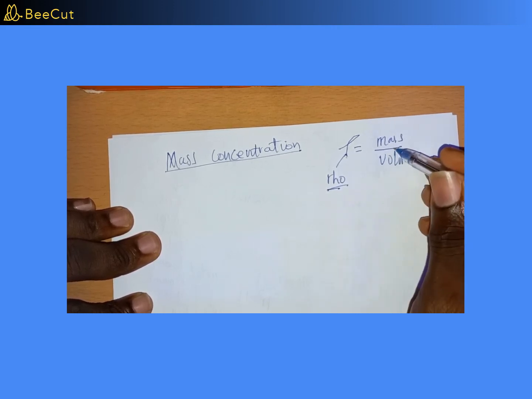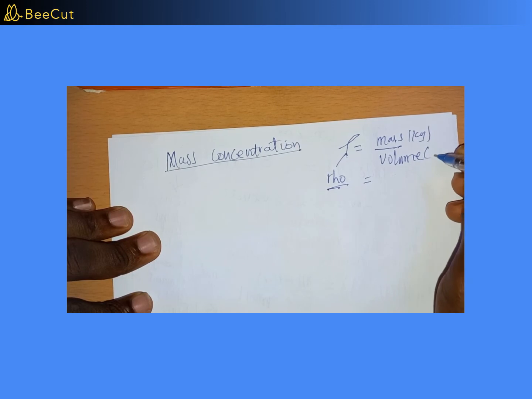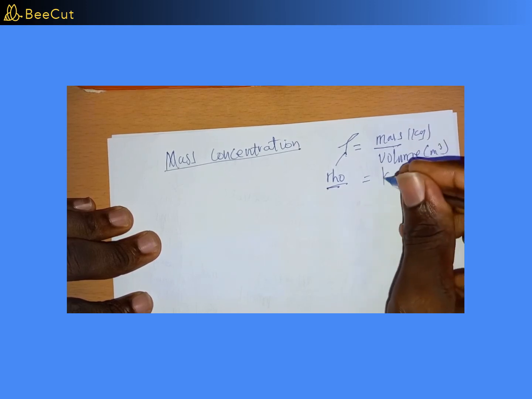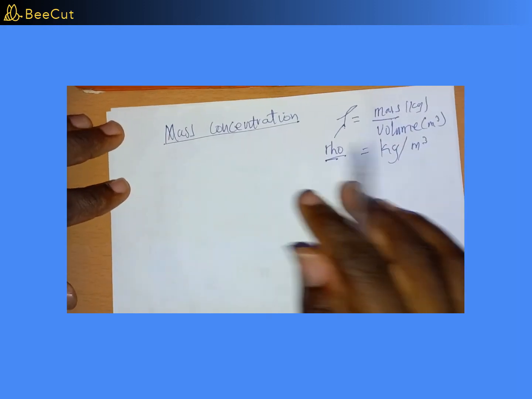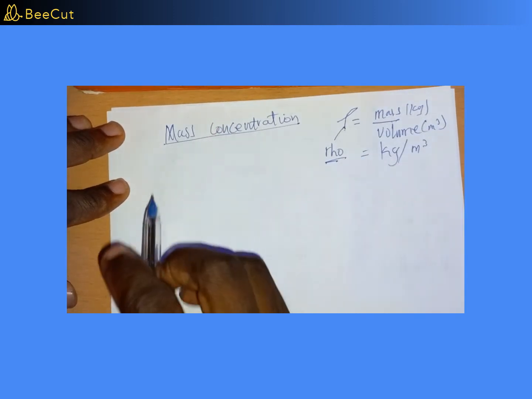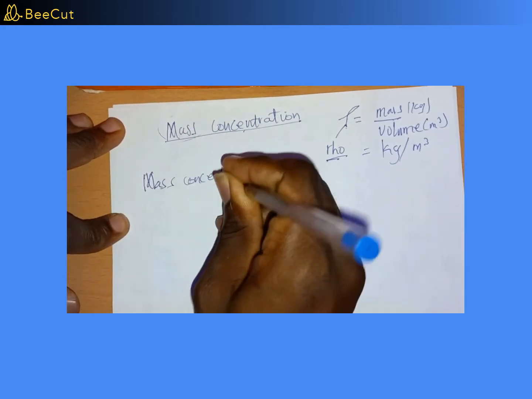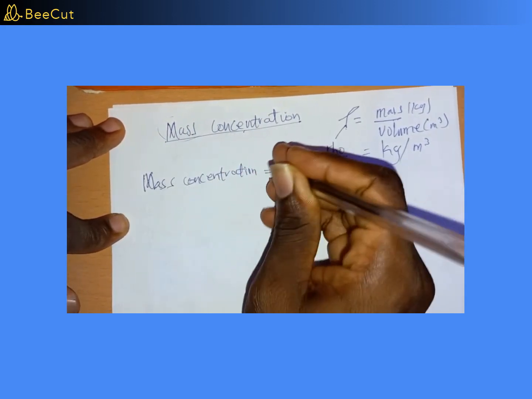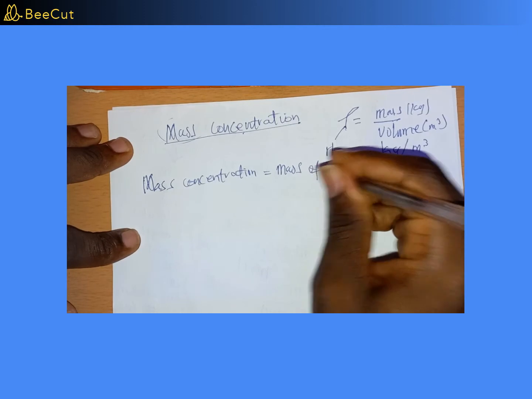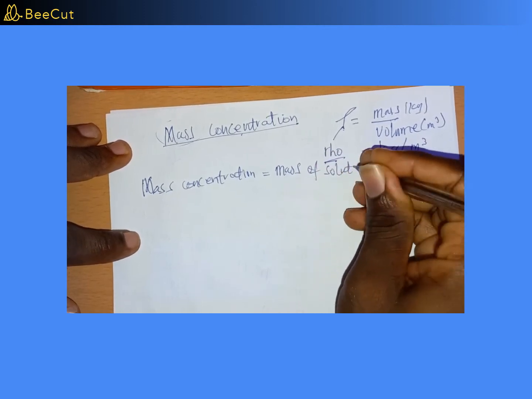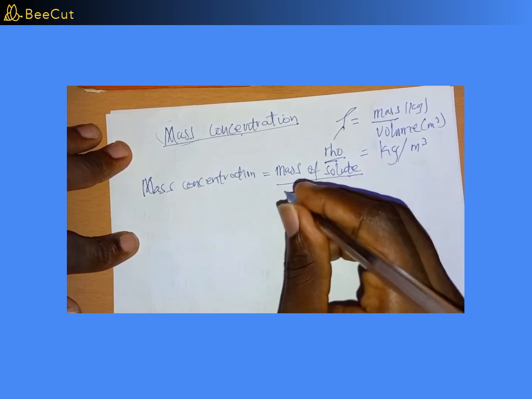Density is equal to mass over volume. So you realize that this is kilogram, this is what? Meter cube. So you get it as a kilogram per meter cube. So we are going to use this similar analogy over here. So mass concentration, the name suggests its meaning. Mathematically, it's equal to the mass of solute that dissolves in a particular volume of solution. So we write volume.